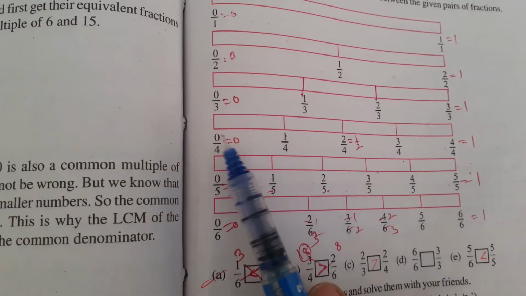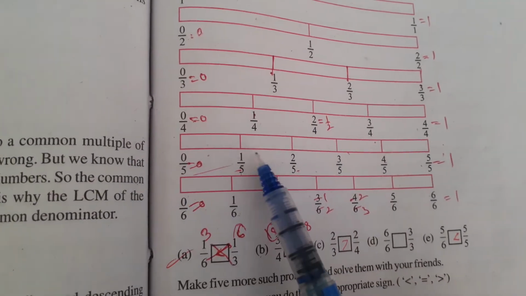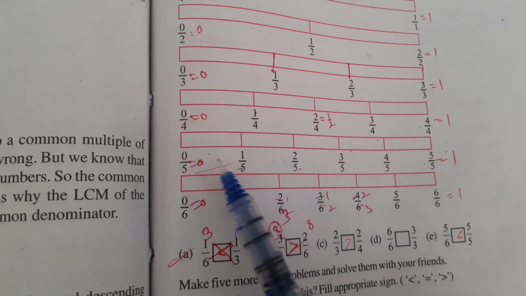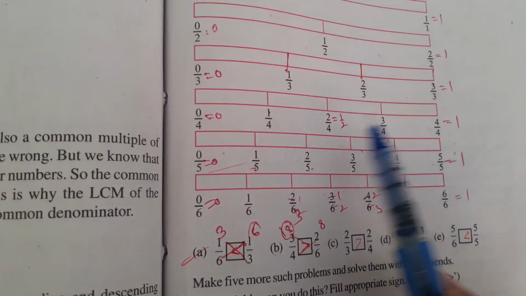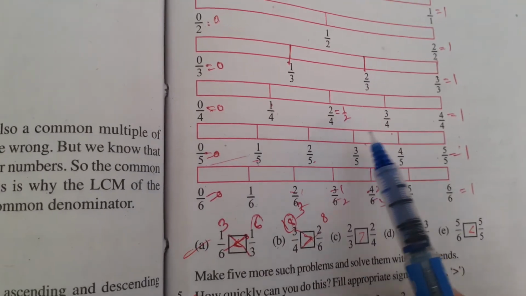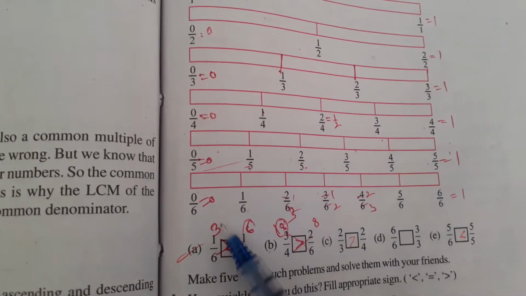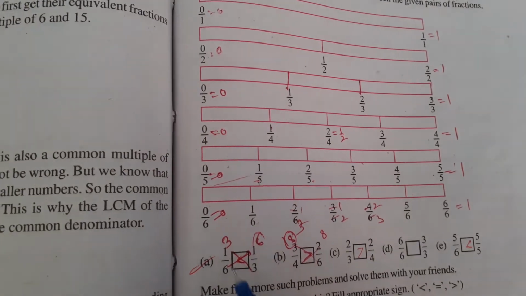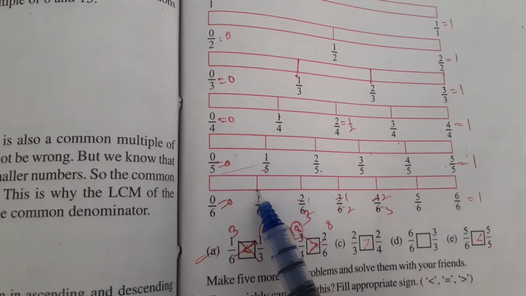That means 4 by 4 means one complete strip. It is representing the whole strip. Now 0 by 5, 1 by 5, then 2 by 5, 3 by 5, 4 by 5 and 5 by 5. So this strip has been divided into 5 parts, right? Here 6 parts. Now 1 by 6, you have to look for 1 by 6. Here is 1 by 6. This is the length of 1 by 6, 0 to 1 by 6.